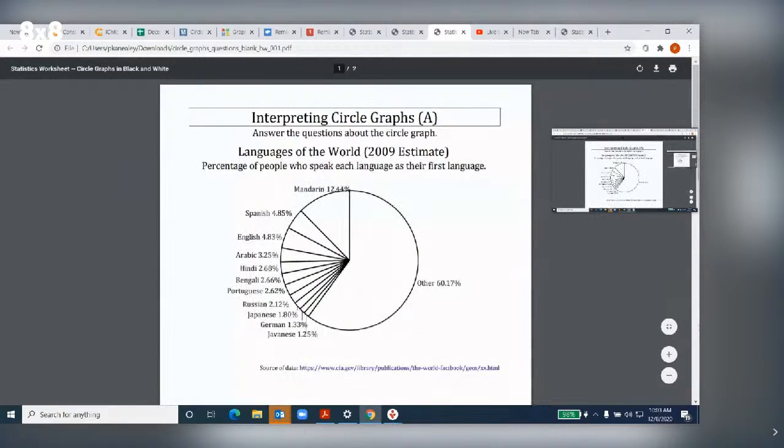This is languages of the world in 2009. This is the percentage of people who speak each language as their first language. We're going to see other is the largest because there are so many different languages. The others make up the biggest percentage. You can see Mandarin is the largest besides all others, at 12.4. Spanish is almost 5%. English is almost 5%. Arabic, Hindi, Bengali, Portuguese, Russian, Japanese, German, and Javanese.